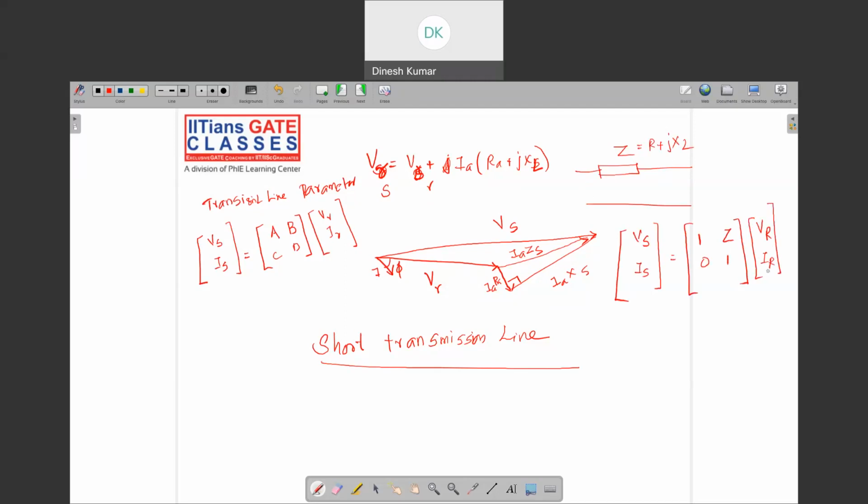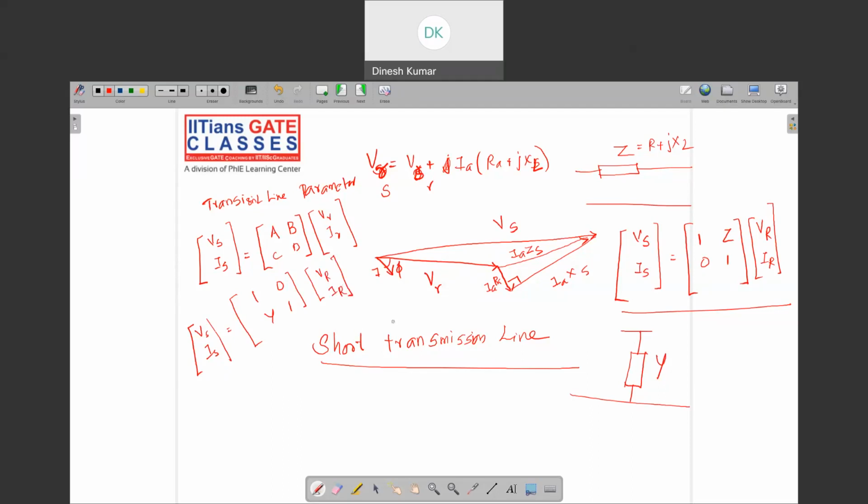Right. So you can actually derive this, you just study this. This is the most important part. So Vs, Is equal to [1 Z; 0 1] into Vr, Ir. Now assume that it is a shunt element, having an admittance Y, then we can write Vs, Is will be equal to [1 0; Y 1] into Vr, Ir.